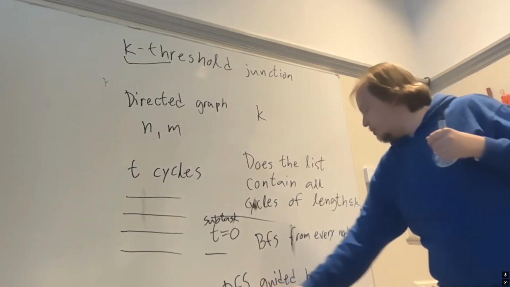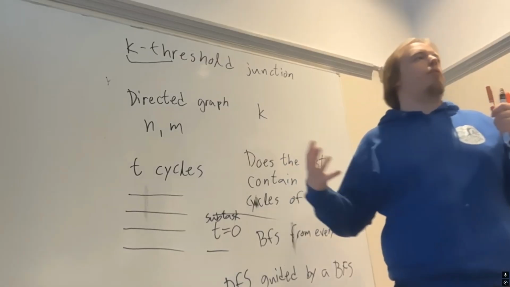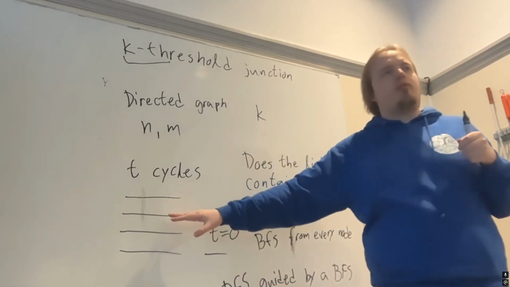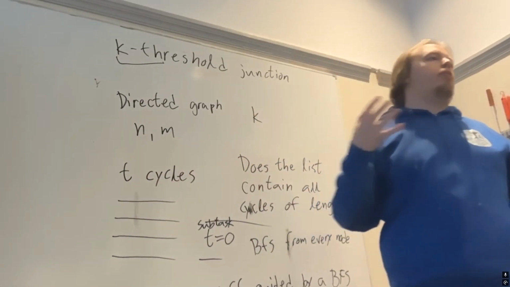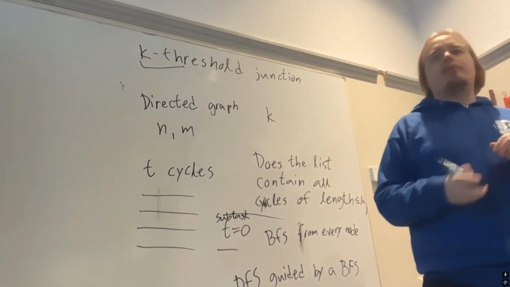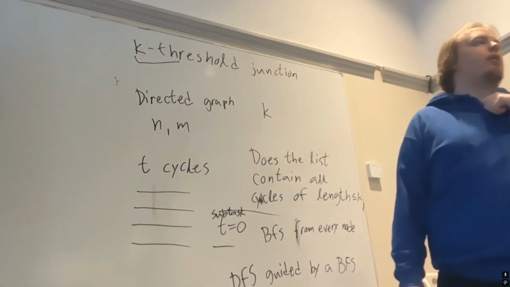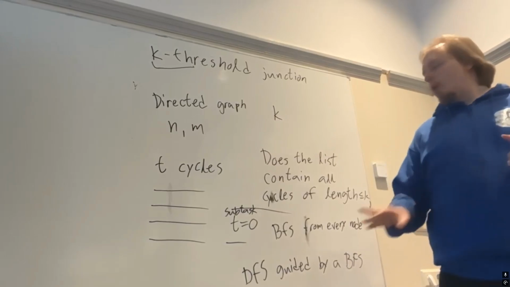So by doing these two together, by doing a DFS that's guided by a BFS, you're somehow always making progress. And if at any point you were to find a cycle that's not on the list, then you're done. Or if the list became too long, you're basically done at that point, because then the thing must be incomplete because you found too many cycles. And that's one plot twist more about how we solve this.